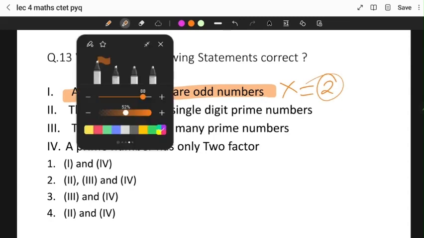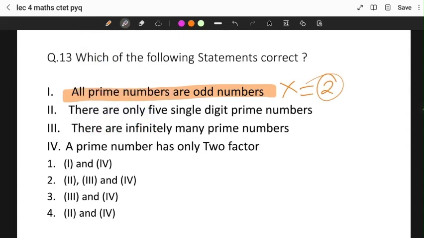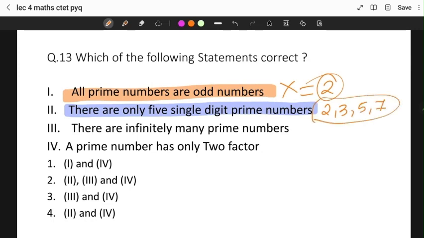The next option they have given is there are only 5 single digit prime numbers. 5 single digits? No, because look here, 2, 3, 5, 7. These are the only 4 single digits which are prime numbers. So there are only 4 single digit prime numbers. Hence this option is also wrong. Got it? The next option is there are infinitely many prime numbers. This is the correct option.